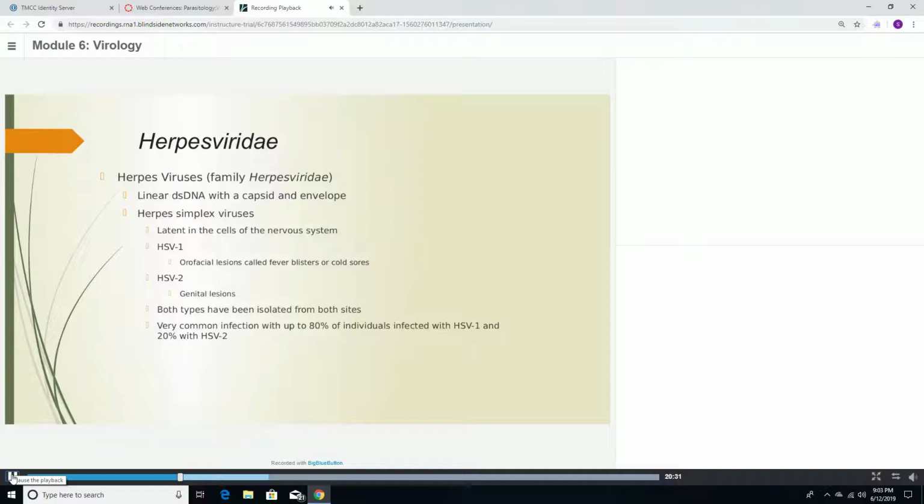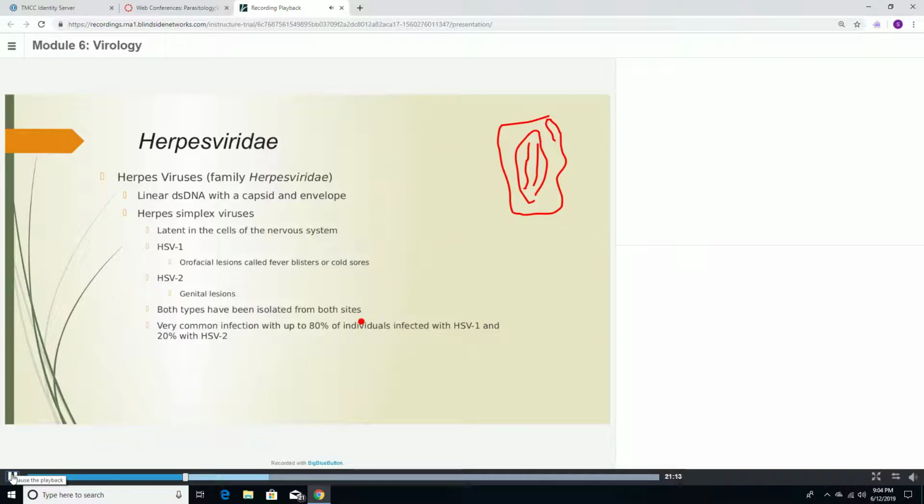So the first family that we're going to discuss is the herpes viruses, or the family Herpesviridae. Herpes viruses, remember, we could classify by their DNA. A herpes virus is going to be a linear, double-stranded DNA with a capsid and an envelope. So it's going to look like this drawing here. It's going to have its regular capsid, and then it's also going to be enveloped. This isn't an exact image of what the virus is going to look like, but it gives you a little bit of a visual. We've got the linear DNA with the capsid and then an envelope.